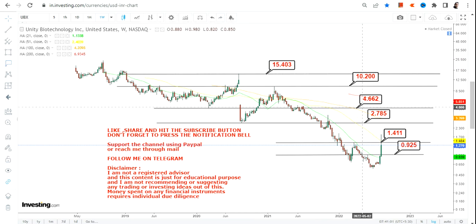So anyways, beyond 4.66 you have $10 and you have $15. So this is what we are looking at as far as the swing targets for Unity Biotechnology stock, or UBX stock, are concerned, for the upcoming weeks and months. But most importantly, don't trade below your support and stop loss.